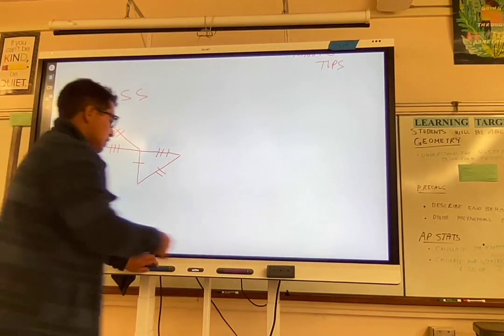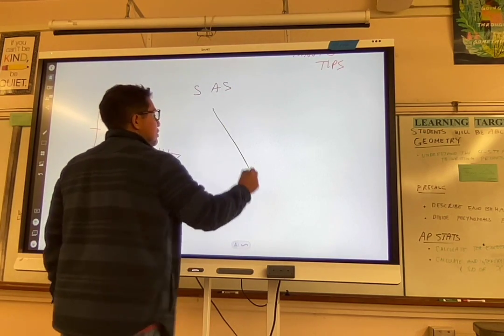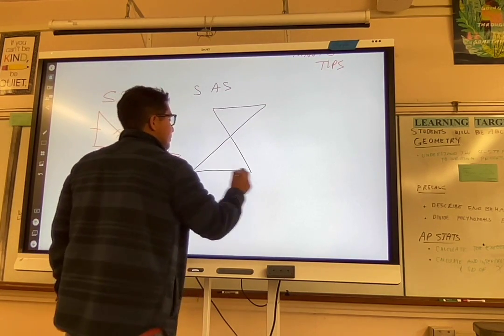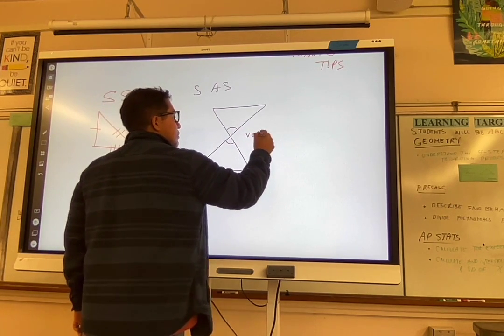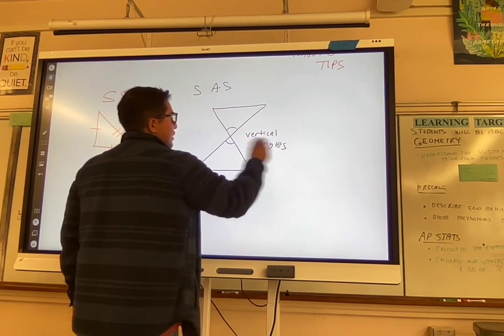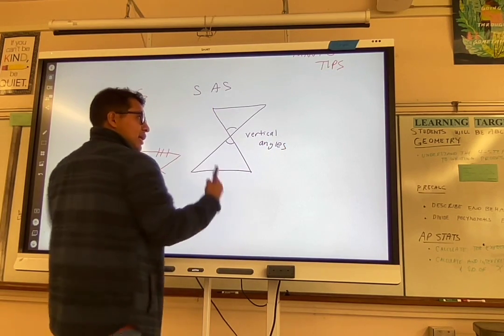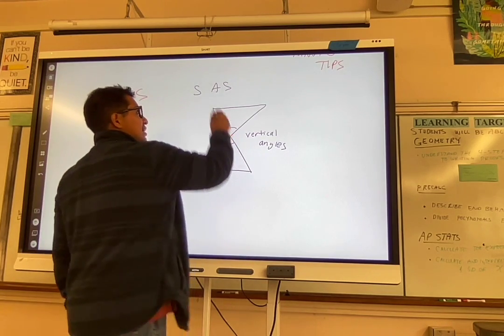There's the triple S situation, right? There's the SAS situation. That might present itself maybe this way. We got vertical angles right here. And in so doing, that's another thing we should always recognize. Anytime 2 lines intersect, making an X, we have vertical angles, and we know vertical angles are always equal, so that's like a free A.